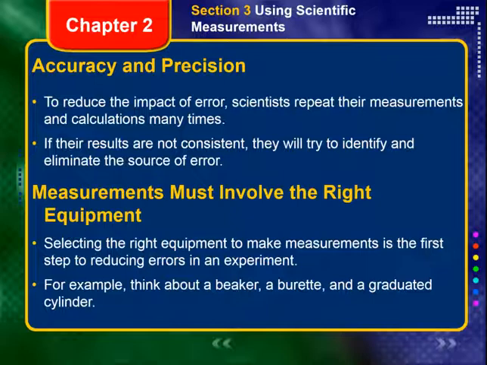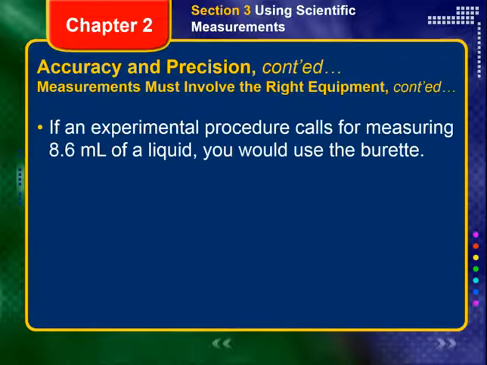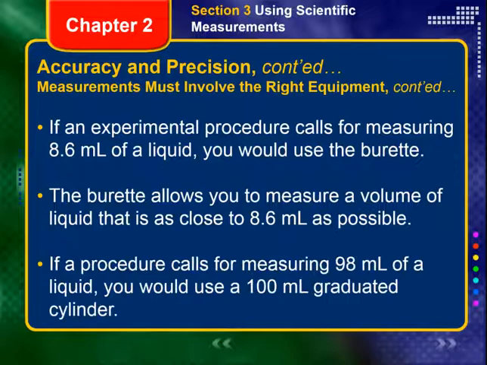For example, if you have the choice between a beaker, a burette, and a graduated cylinder, which one are you supposed to use? They all measure volume, but what ought you use out of those three? If an experimental procedure calls for measuring 8.6 milliliters of liquid, that's a fairly small amount, you would use a burette, because a burette allows you to measure a volume of liquid that is as close to 8.6 milliliters as is possible. If the procedure calls for measuring 98 milliliters of liquid, you would use that graduated cylinder because it's going to measure up to 100 milliliters very, very easily.